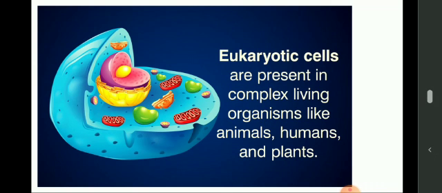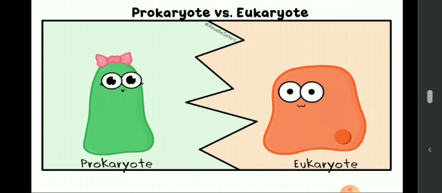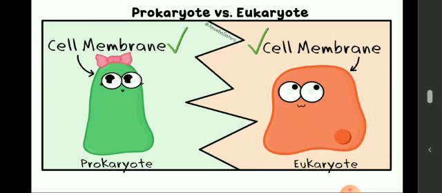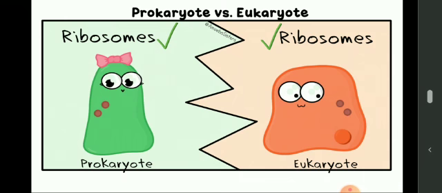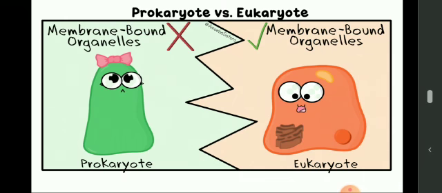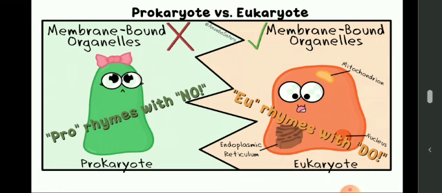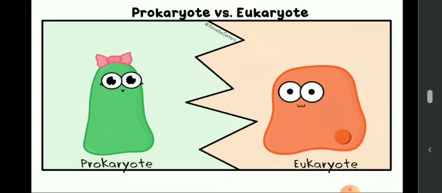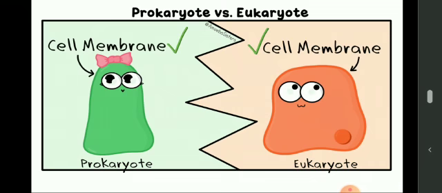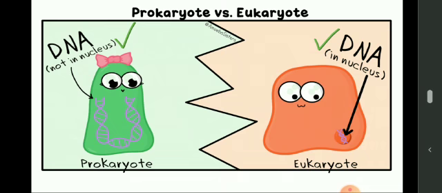Our cells are eukaryotic because you can see membrane-bound organelles. Like the red one, that is mitochondria. The pink one is the nucleus. So all have a membrane. Whereas in prokaryotic cells, the cell membrane is there, and DNA is there, but the nucleus is not there. Ribosomes are there. Membrane-bound organelles are not present in prokaryotic cells. So prokaryotic cells are found in bacteria and blue-green algae.